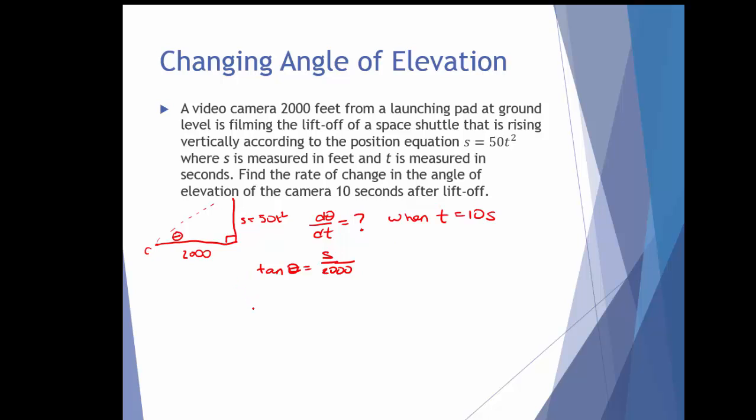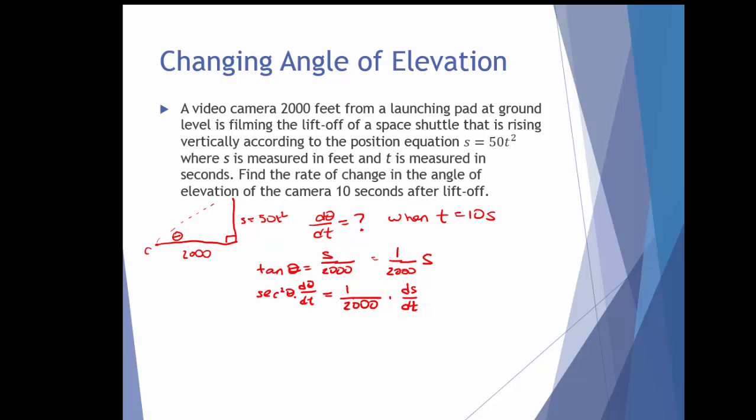So the derivative of tangent theta with respect to time is going to be secant squared theta times the derivative of theta with respect to t, equal to... it might be easier to take the derivative if you think of this as 1 over 2,000 times s. S over 2,000 is the same thing. So you'll have 1 over 2,000, that's the constant staying out front of the derivative, times the derivative of s with respect to t, so times ds/dt.